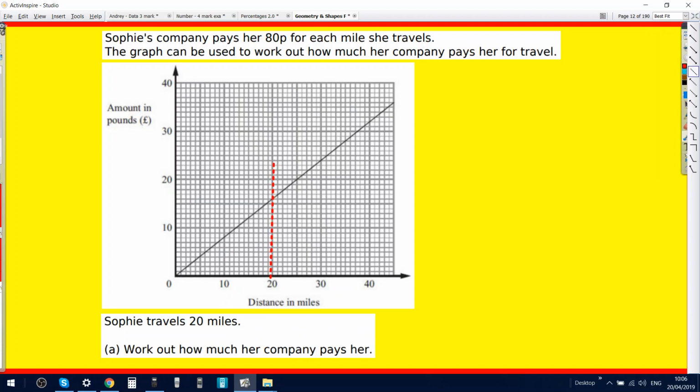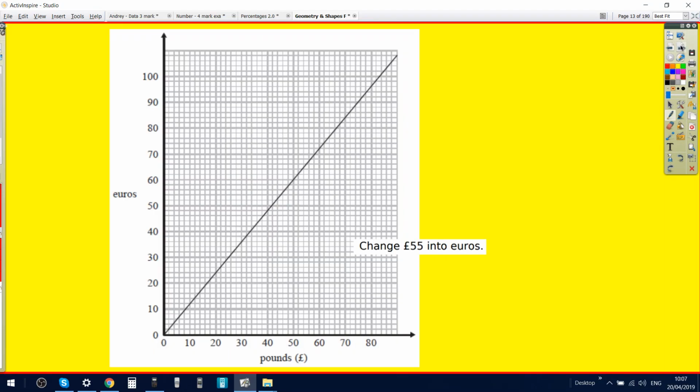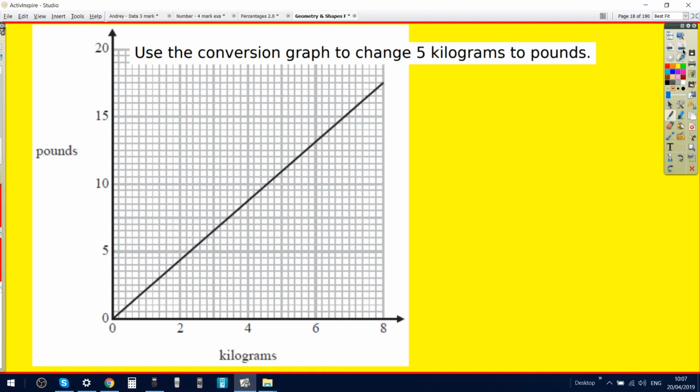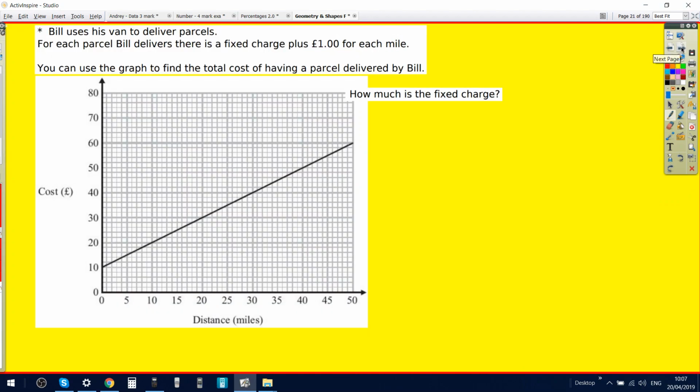And then where it meets on the y-axis is your number, so that looks like 16. Yeah, I think it's 16 pounds. This one's gonna be all right. So there's lots and lots and lots of these. How about this one?